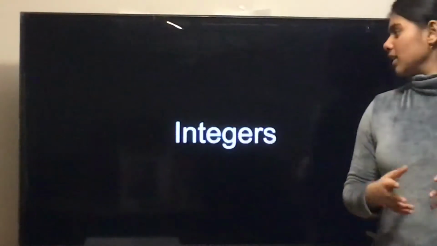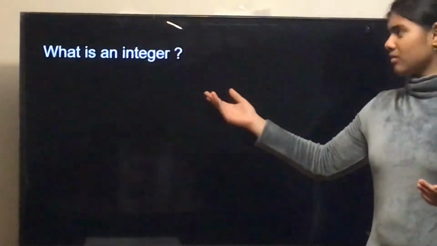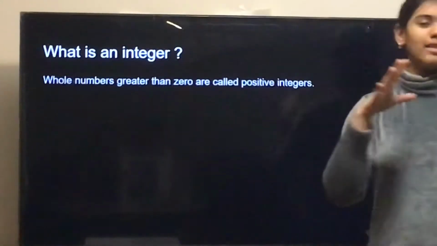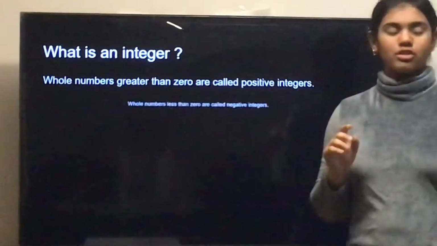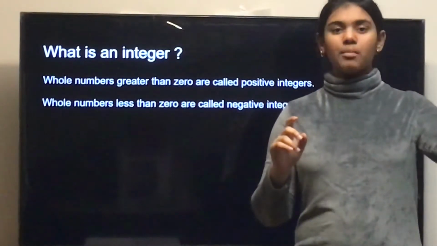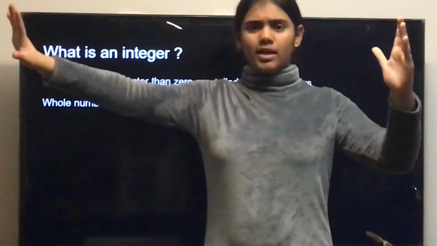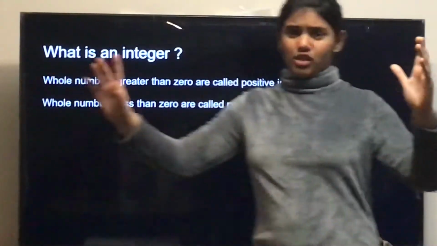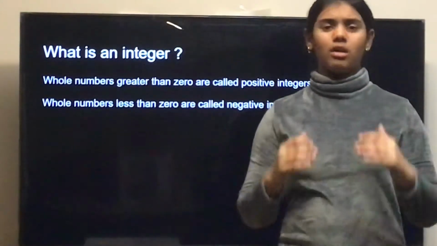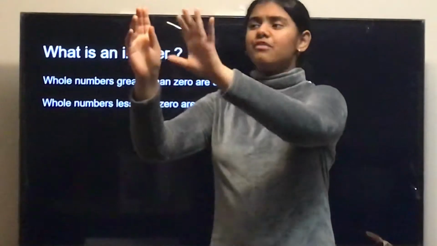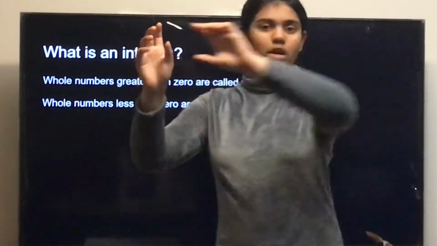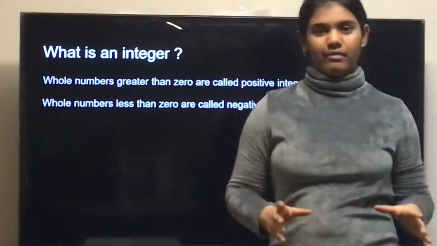So technically, what is an integer? You might be thinking. Any whole number that is greater than 0 is a positive integer. So there's 0 at the start point in the number line, and every number beyond it is a positive integer. Then whole numbers less than 0 are negative integers. So this time 0 is our endpoint, and every number on this side of it is a negative integer.